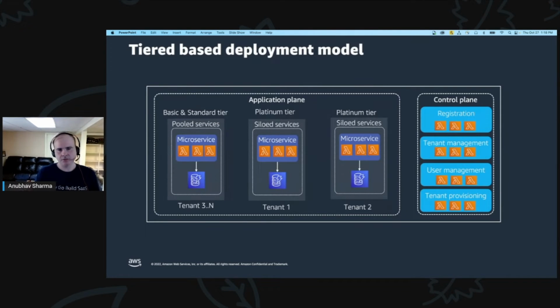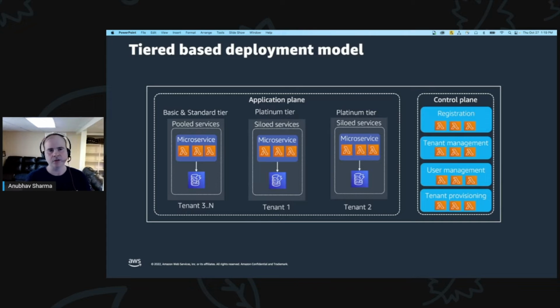One more thing I wanted to mention at this point is that the application plane, as I mentioned to you, is deployed in a hybrid model. So I'll show you how you actually onboard your tenants into the system, but you will see that once you onboard the tenant into the system, the basic and the standard tier tenants are deployed in a pool model. So basically, these tenants will be sharing the same set of API Gateway, Lambda functions, and DynamoDB table. Whereas when we create a new tenant as a platinum tier tenant, we actually deploy separate resources for those tenants.